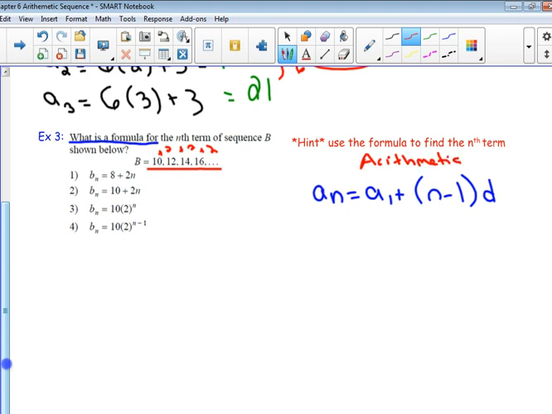Okay. So a couple things in this formula. The a sub 1 is always your first term. So when we look up at our pattern, what's your first term there? What's your first number? 10. Good. So this is going to go in place for a sub 1.